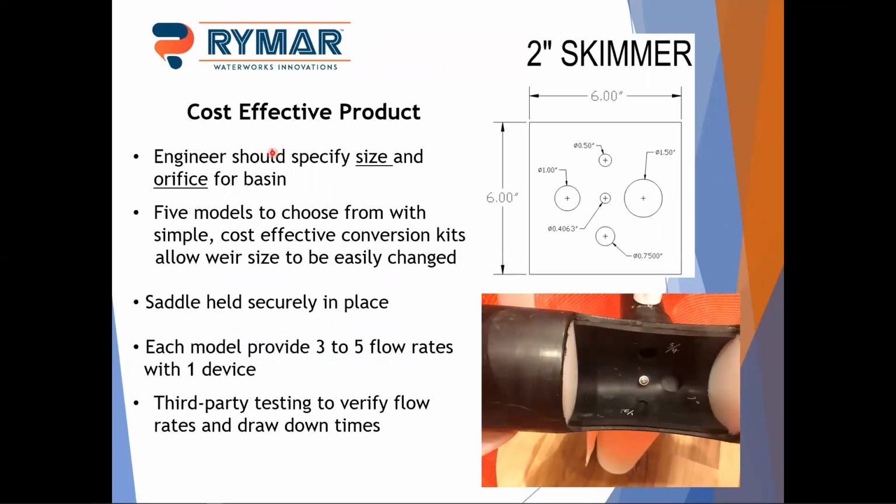As an engineer, we ask you to specify the size of the skimmer and the orifice. Again, this is our 2-inch skimmer, so you can see it has this orifice, the little nub at the bottom that this fits over. And you can rotate this. You can go 1/2 inch, 3/4 inch, 1 inch, 1.5 inch orifice size, or just take it out for the full 2-inch size. So every model of ours provides anywhere from 3 to 5 flow rates in one device. And the saddle is held securely in place. It fits snugly down over that. And all of our flow rates are based on third-party testing.